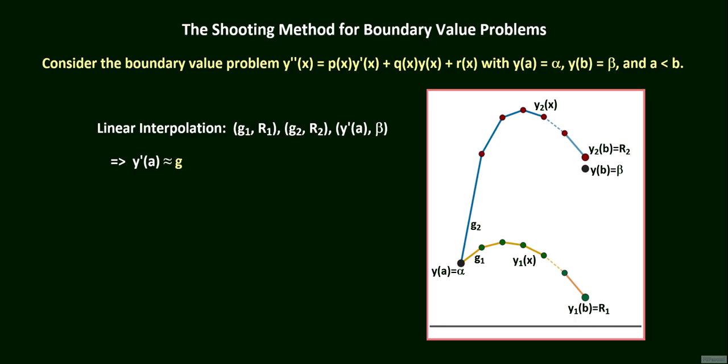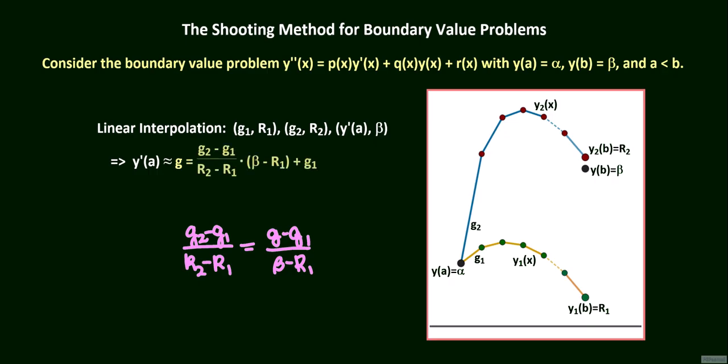So playing around with ratio and proportion, g sub 2 minus g sub 1 all over r sub 2 minus r sub 1 should equal y prime of a minus g sub 1, or g minus g sub 1 all over beta minus r sub 1. From this equation, we get this formula for g provided that r sub 1 is not equal to r sub 2. We can also use a Lagrange polynomial to express g in terms of beta. Using Lagrange fractions, the viewer can check that g is also equal to this expression.